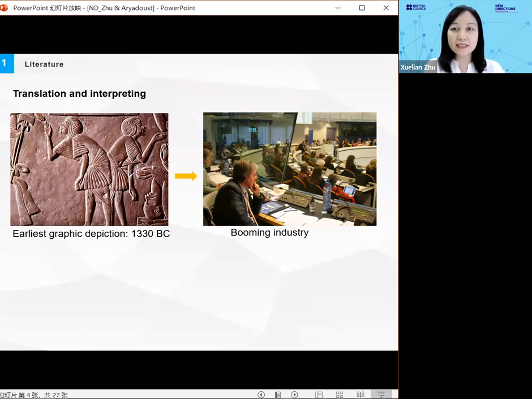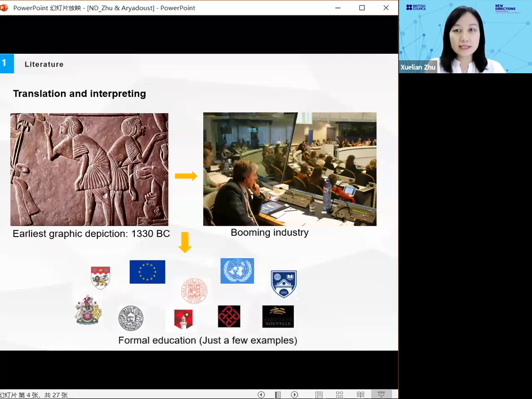And due to its high demand, translation and interpreting has entered formal education at both undergraduate and graduate levels. Famous institutions in this area, including our university, NTU in Singapore, University of Bath, University of Westminster in UK, Middlebury Institute of International Studies in US, to really just name a few.